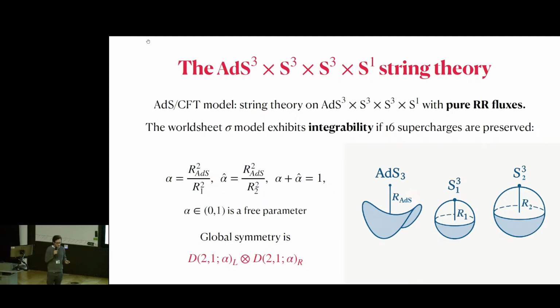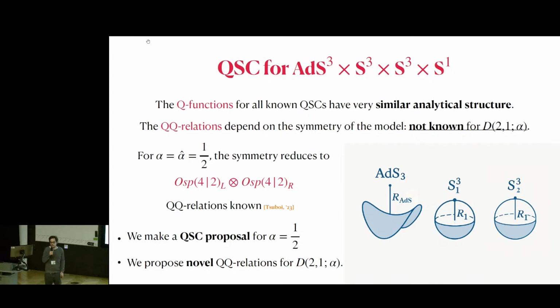So there is immediately an obstacle for a quantum spectral curve for this model, and this obstacle is that in the literature, the QQ relations are not known for this exceptional super Lie algebra D(2,1;α). There is a way around it. You can consider a simpler model where alpha is equal to 1/2. This in the geometry means that the radii of the three spheres are the same. And in this case, this exceptional super Lie algebra reduces to the simpler orthosymplectic OSP(4|2).